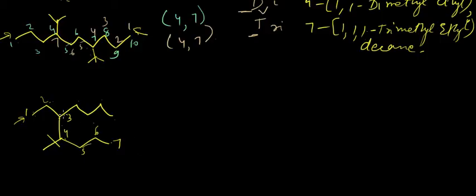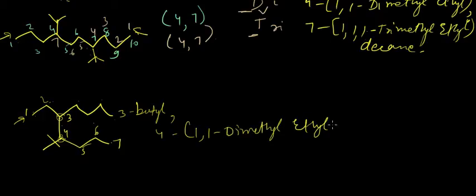At the third and fourth carbon positions I have two substituents. At 3 I have a simple butyl group, and at the fourth position I have a 1,1-dimethylethyl group. So the name is 3-butyl-4-(1,1-dimethylethyl)heptane. Okay, this is the IUPAC name for this compound.